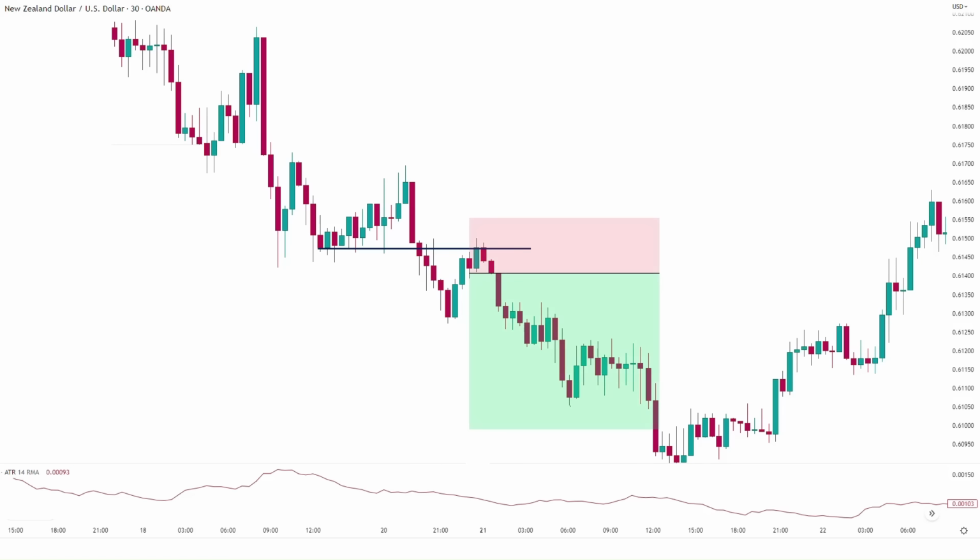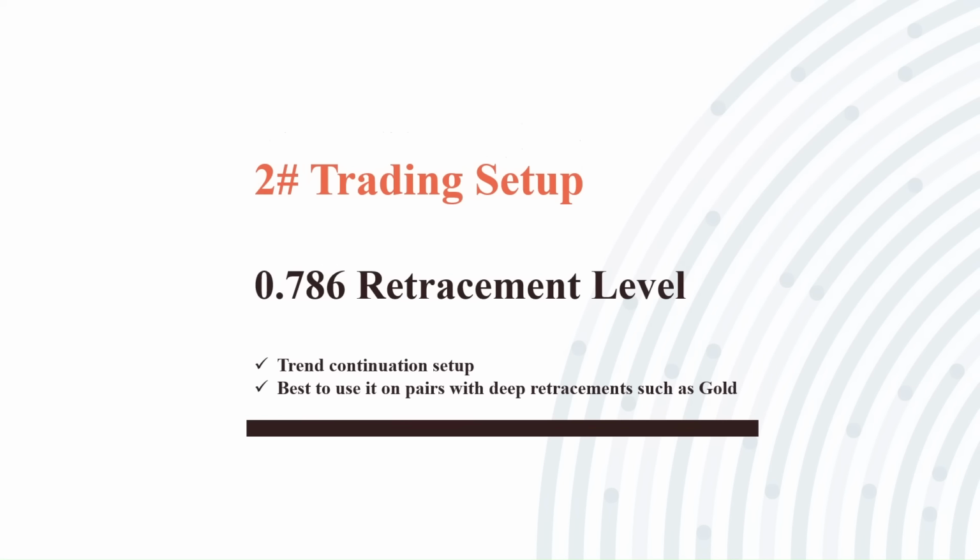Then we will open a short position when the price prints a candle closing below the lowest point of the previous one. Again, place your stop 1 ATR above the highest point of rejection, and target the next demand area. Now, let's move on to the next price action setup, which happens to be very simple but so powerful.